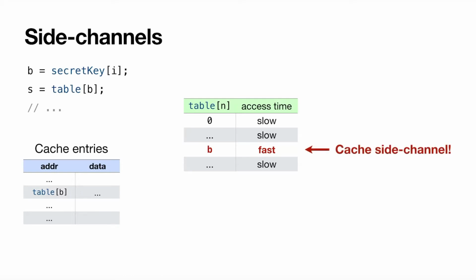This is a cache side channel, and it's just one of the many side channels an attacker can use to learn secrets from crypto code. So how do we prevent these side channel leaks? We use constant time programming.